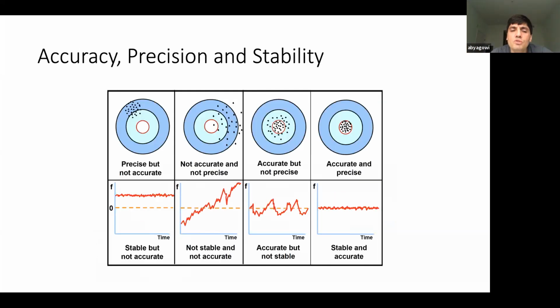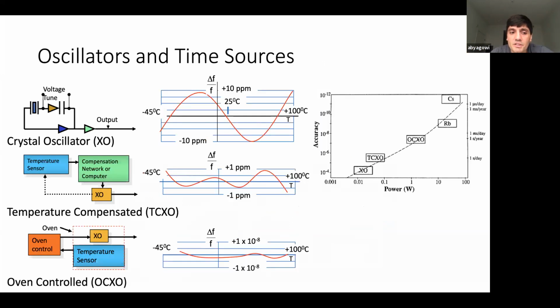There is also this notion of accuracy versus precision and stability. Again, we don't need to dig too much into it for this presentation. The oscillator and the time source have these variations based on temperature. Here we have the changes of frequency versus frequency, and as I said, you have PPM or PPB.